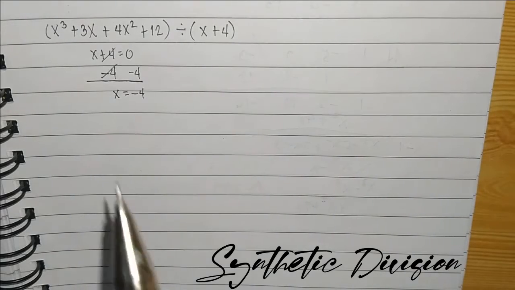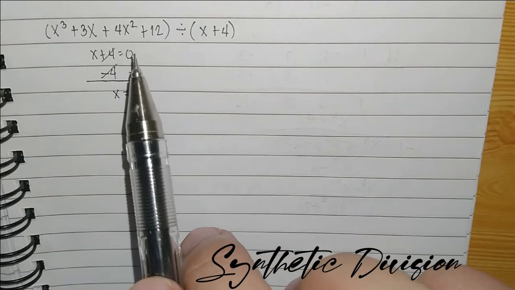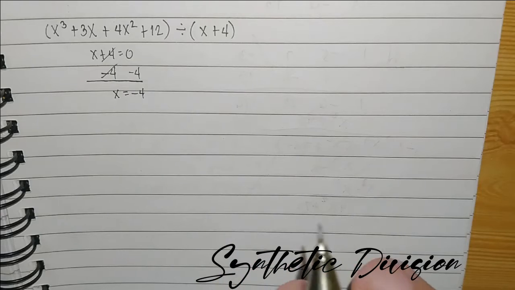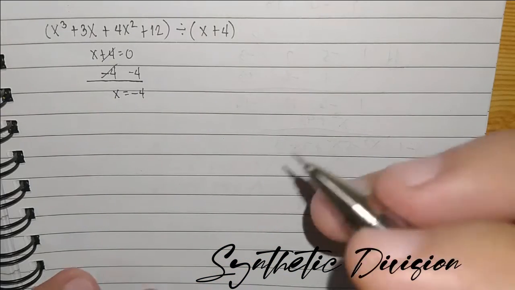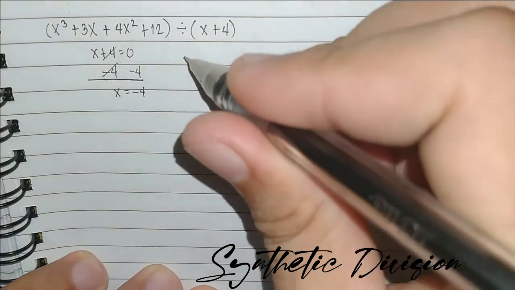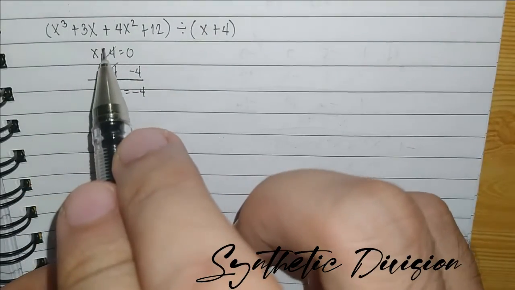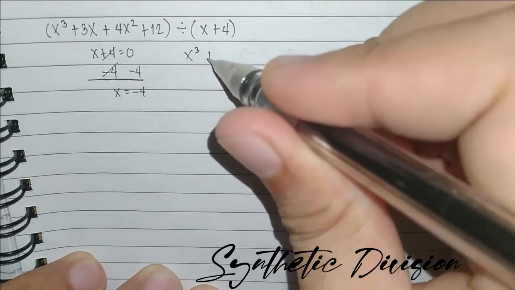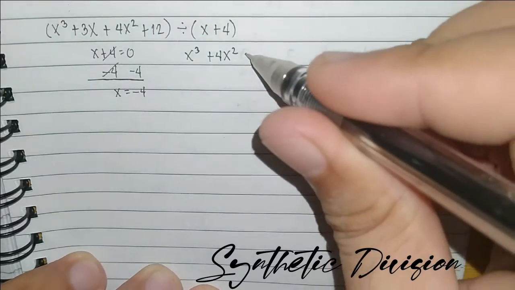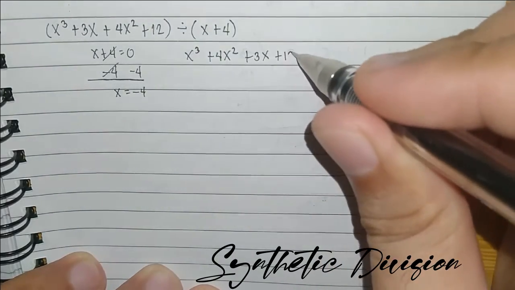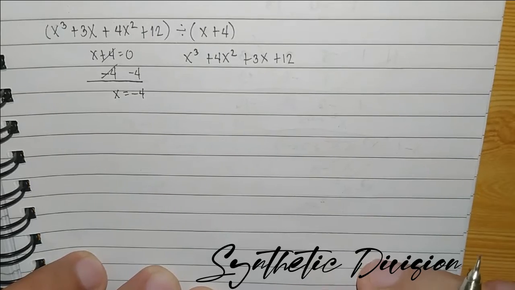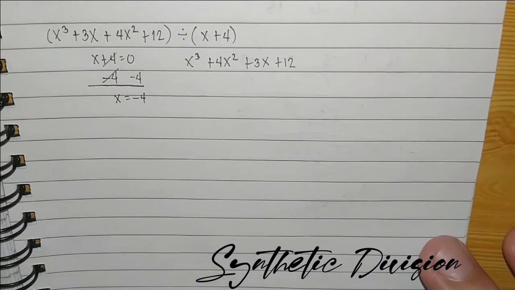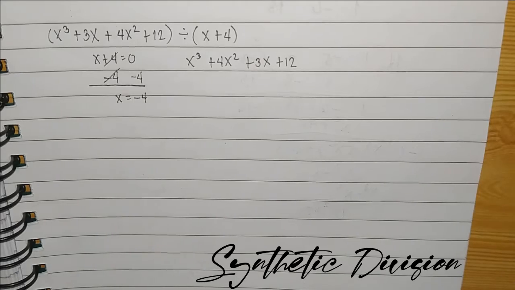At kung napapansin nyo, yung ating dividend na x cubed plus 3x plus 4x squared plus 12, hindi siya naka-arrange into descending order. So, ibig sabihin, dapat yung kanyang mga degrees or yung kanyang mga exponent ay pabawas. So, i-arrange natin. From this x cubed plus 3x plus 4x squared plus 12, ito ay magiging x cubed plus 4x squared plus 3x plus 12. Ayan. Sa ganyang pagkakataon, siya ay naka-arrange na into descending order. So, pababa yung kanyang degrees.